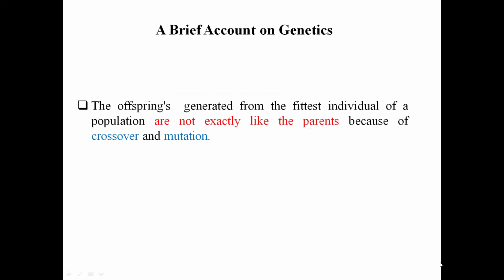Okay. Now, on account of genetics, the offspring generated from the fittest individuals of a population are not exactly like the parents. That is true, because every time there is some evolution happening. And why does this evolution happen? Because of processes known as crossover, mutation, etc. These are the basic GA operators, GA meaning genetic algorithm operators, which help in creating a different set of population than the original one.